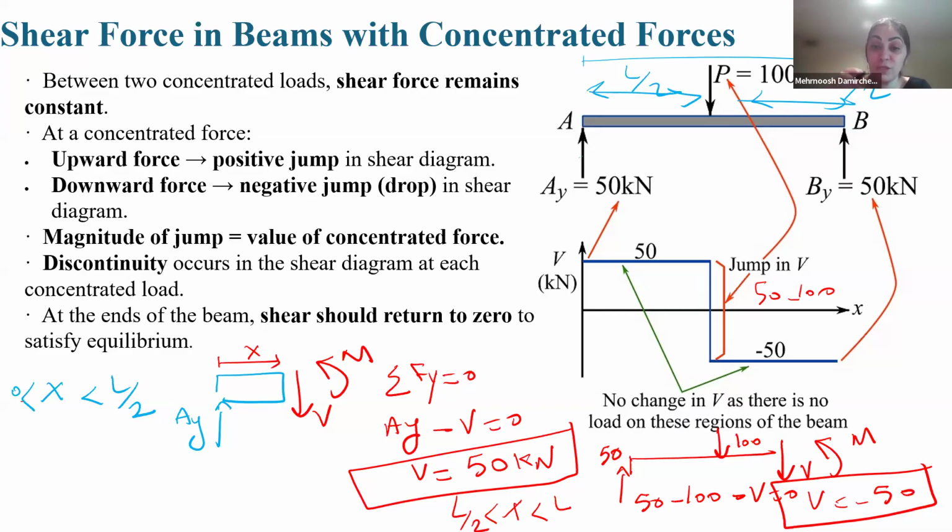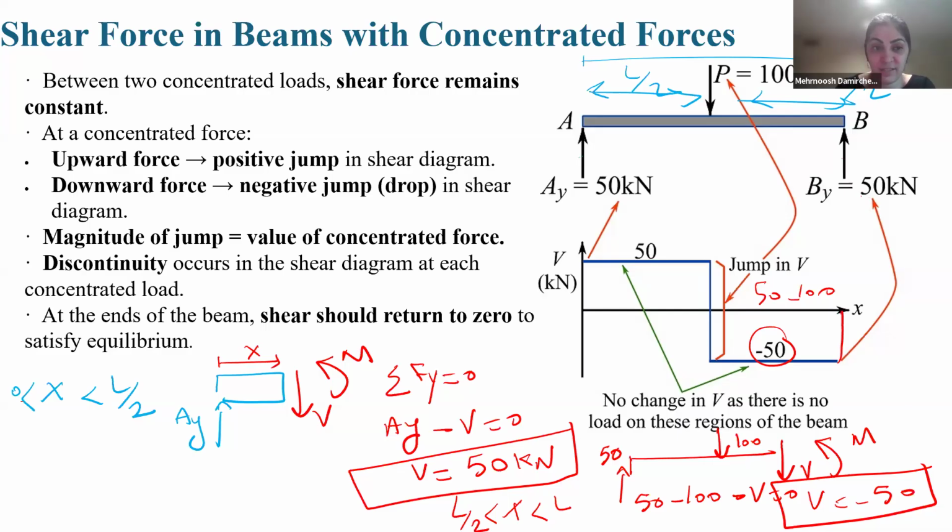The magnitude of the jump equals the value of the concentrated force. If P, instead of being downward, is upward, we have a jump upward, not a drop. So discontinuity occurs in the shear diagram exactly at the locations of concentrated loads. At the end of the beam, shear force returns to 0. It is for checking: here we have minus 50, we reach 50 kilonewton as By. So jump upward, minus 50 plus 50, we reach 0.